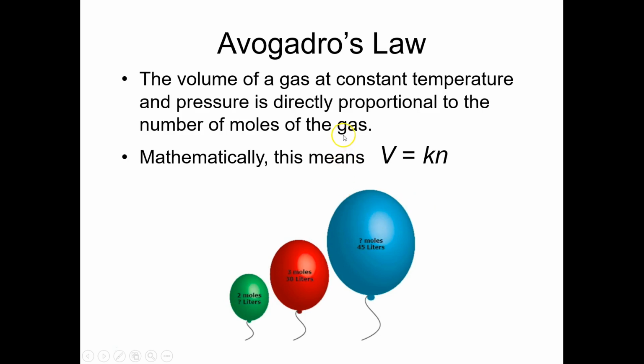Okay, Avogadro's law says that the volume of a gas at constant temperature and pressure, so I'm holding temperature and pressure constant, is going to be directly proportional to the number of moles of the gas. And this just makes total sense, right? The more air I put in the balloon, the bigger the balloon gets. Volume is directly proportional to the number of moles. V over N is equal to a constant. That's a direct proportion. Anytime the quotient of two variables is equal to a constant, that's a direct proportion. If the number of moles goes up, the volume goes up. If the number of moles goes down, the volume goes down.